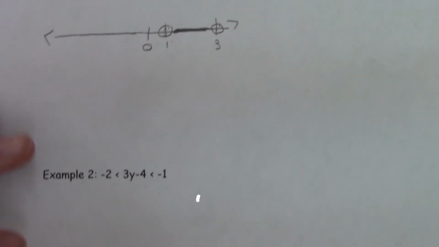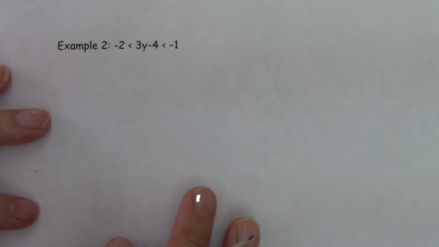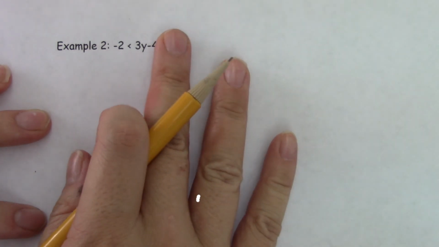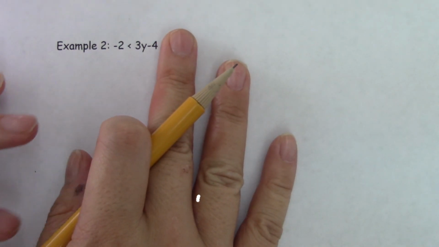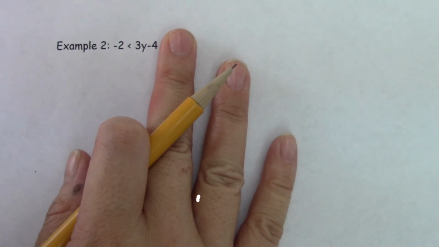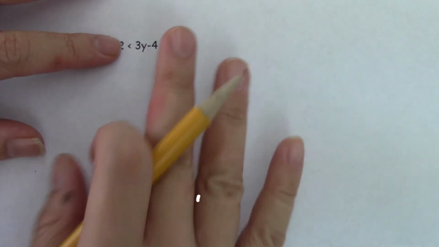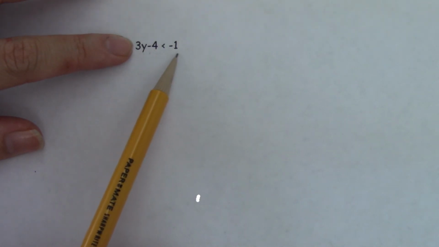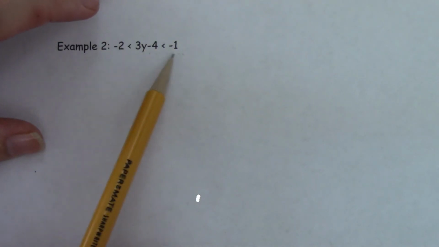Let's look at one more example. In this example, we have negative 2 is less than 3y minus 4 is less than negative 1. So again, I have two inequalities. My one inequality is negative 2 is less than 3y minus 4. My other inequality is 3y minus 4 is less than negative 1. So those are my two inequalities.